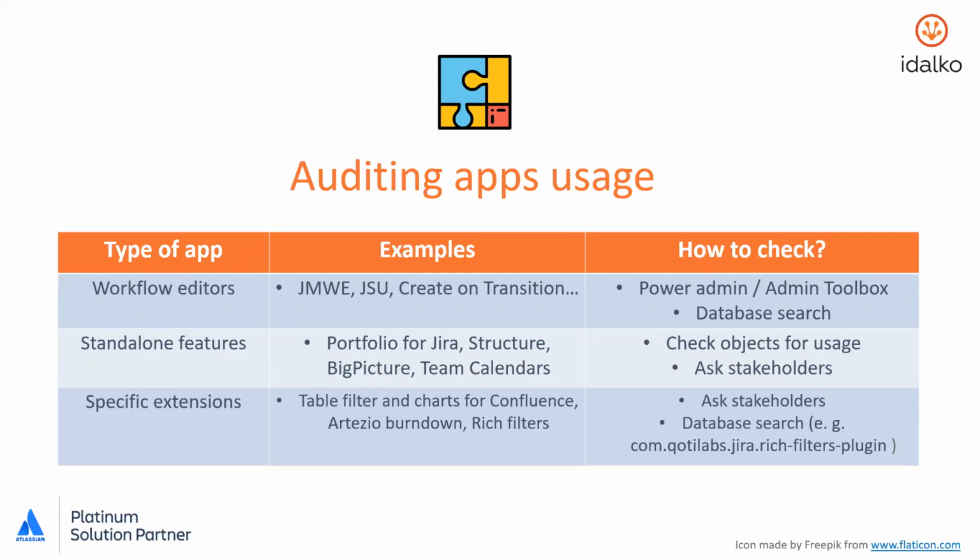The third types are very specific feature extensions that you can't easily search for, maybe some dashboard gadgets or extra macros. It's also hard to find a specific stakeholder that you could ask because any user can use them. In this case, on a Data Center or Server, a database search for the name of the add-on, I have mentioned the rich filters in the picture, should give you a list of all occurrences.